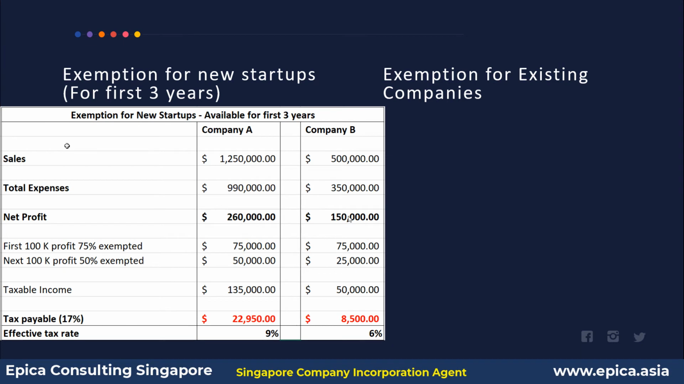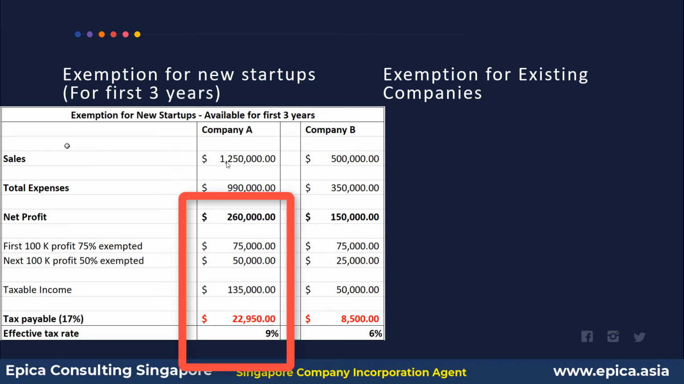So in this case, company A has a sales of 1.25 million and a net profit of 260,000. So out of $260,000, if this company A is a new company, first $100,000 profit, 75% will be exempted. So they will get an exemption of 75,000 from this profit. And next $100,000 profit, 50% will be exempted. So they get that 50,000 exemption.